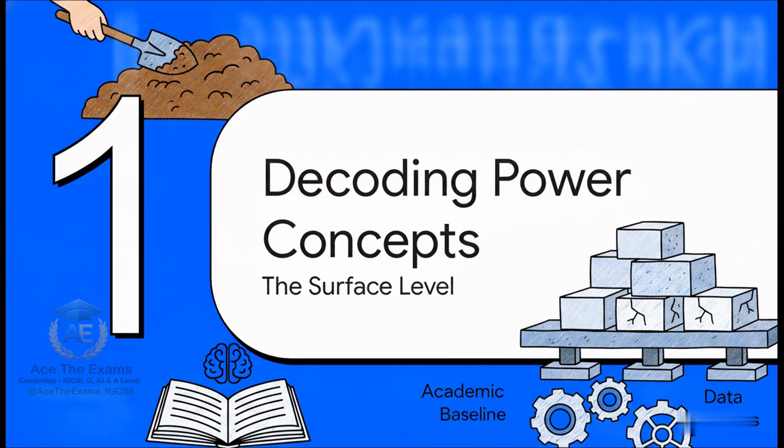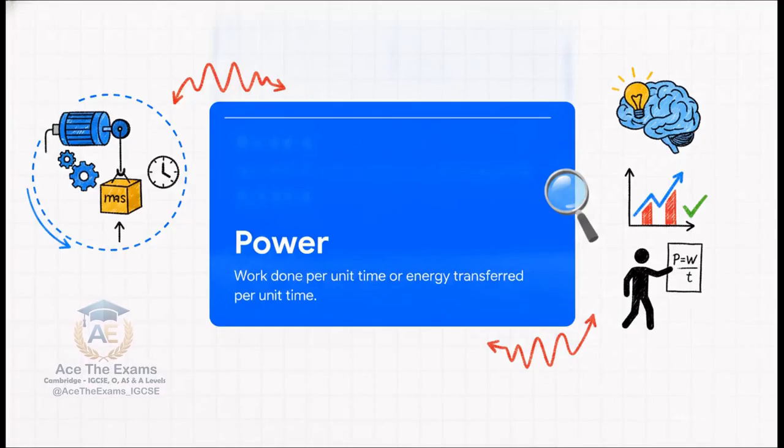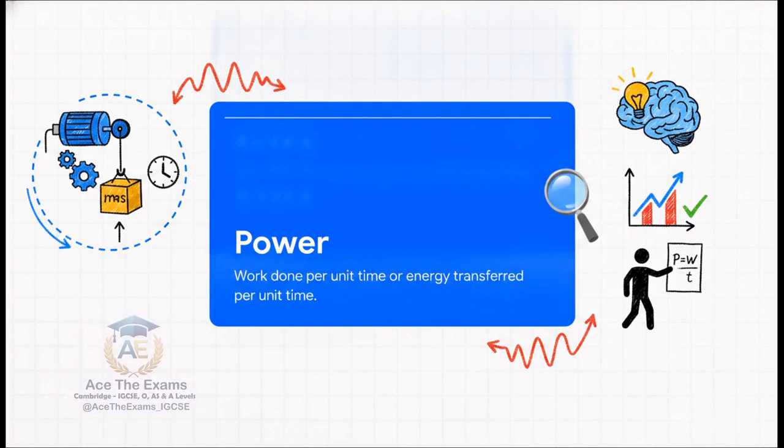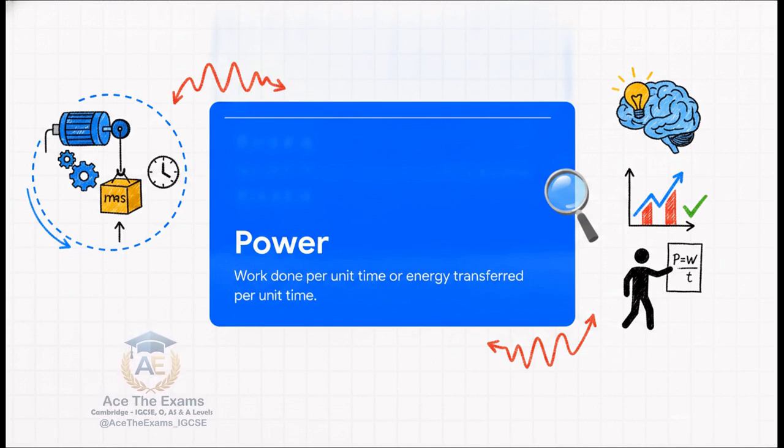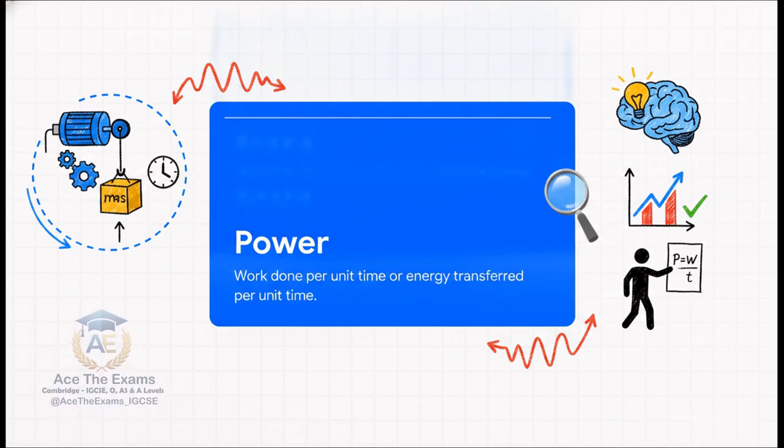We have to decode these power concepts before we can dig any deeper. Now, on the surface, the concept of power seems incredibly simple, right? It's literally just the rate at which work is done or the rate at which energy is transferred. Mathematically, we define it as P = W/t, or P = ΔE/t. So if we go back to that motor lifting a mass, you simply calculate the work done against gravity and divide it by the time it took. That is the strict academic baseline. You have to know that.